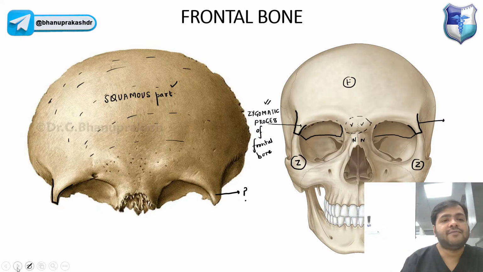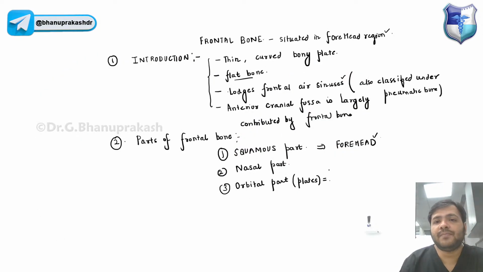So we have the orbital plates, which are 2 in number. We have the zygomatic process. Can anyone tell me the number of the zygomatic process? Yes, we have the zygomatic process. And remember guys, these are again 2 in number.